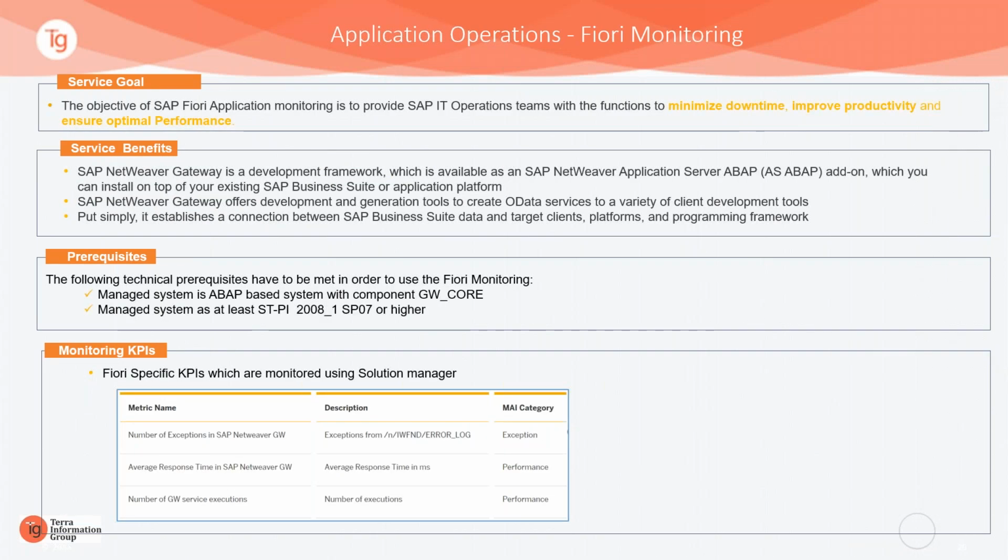Once we have the monitoring and the dashboard set up, a lot of our customers would want specific monitoring, like Fiori monitoring or job monitoring, or, to a previous extent, we saw ABAP monitoring. There are a few specific KPIs in Fiori monitoring, like number of exceptions, average response time, and number of gateway service executions, which can be enabled for a Fiori landscape and consumed as part of either technical monitoring or the OCC dashboard, in case you want to set this up. The configuration is similar to system monitoring; it will require system monitoring to be enabled.